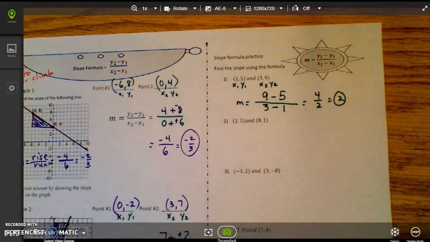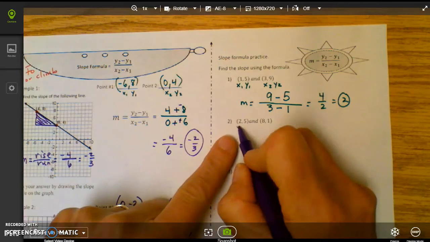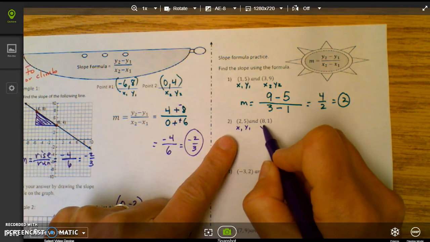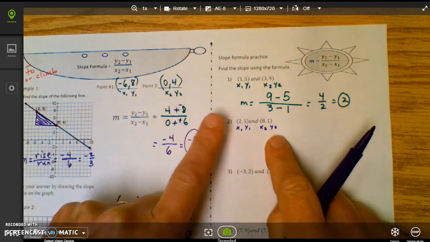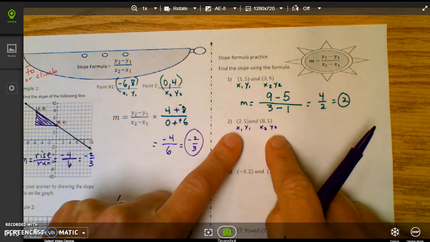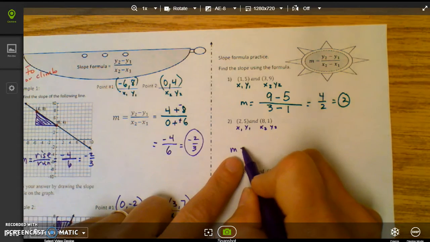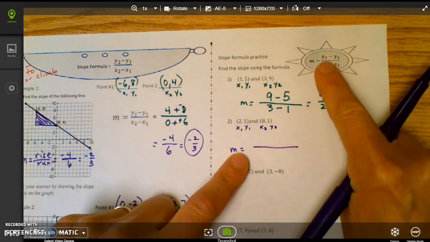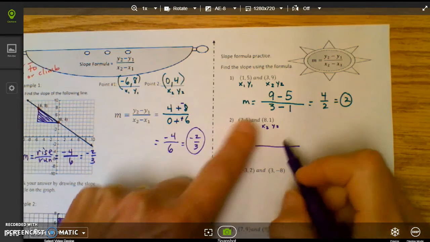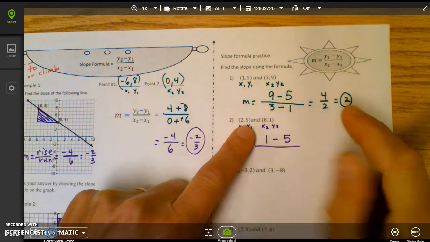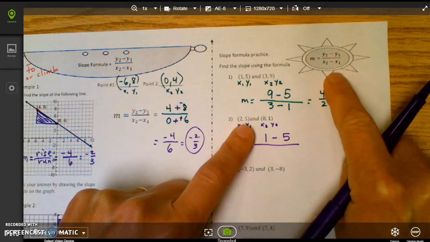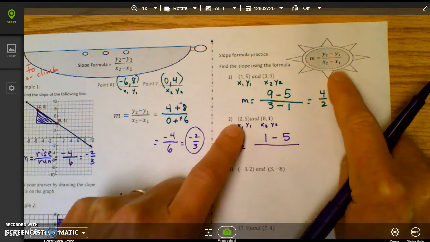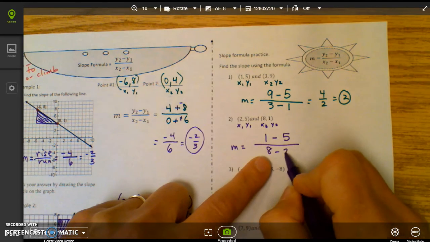Second question on the practice side. Once again, you're labeling x1, y1, x2, y2. Be careful. Every point has an x and a y. This is just our first and our second to keep it straight. Formula again wants my y2 minus my y1, so I'm going to be doing 1 minus 5. And the bottom of the fraction is always x2 minus x1.